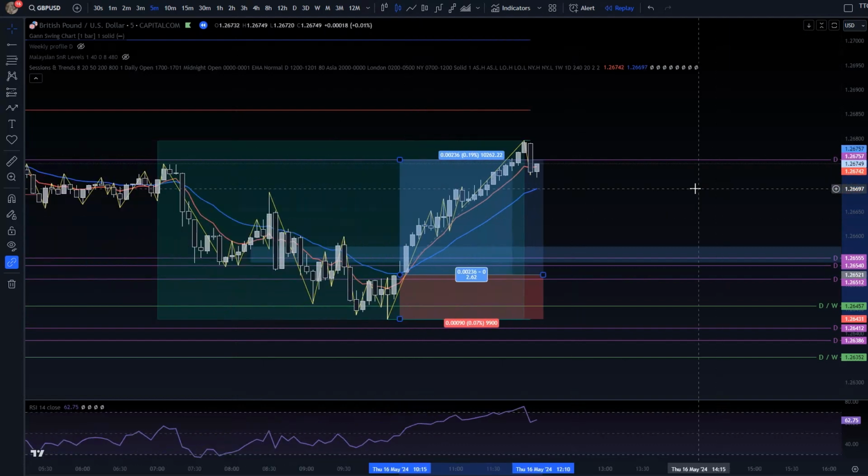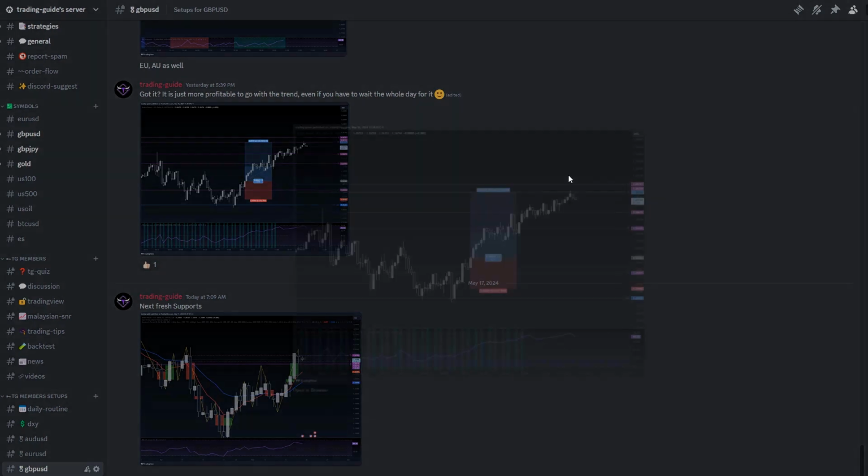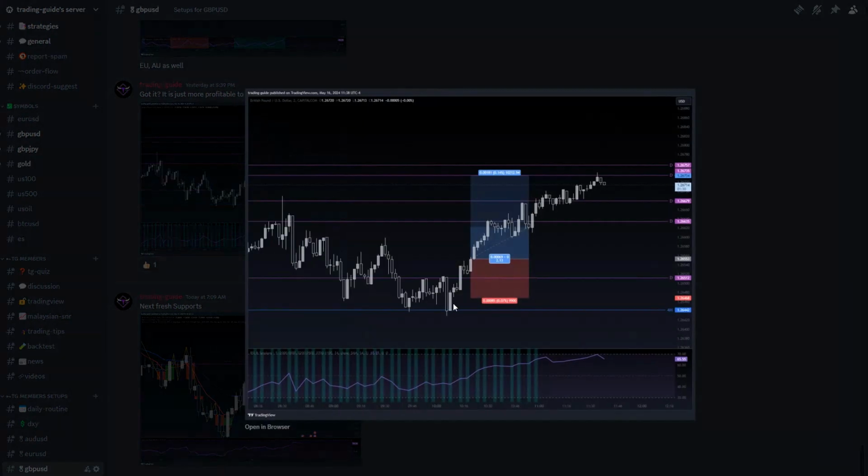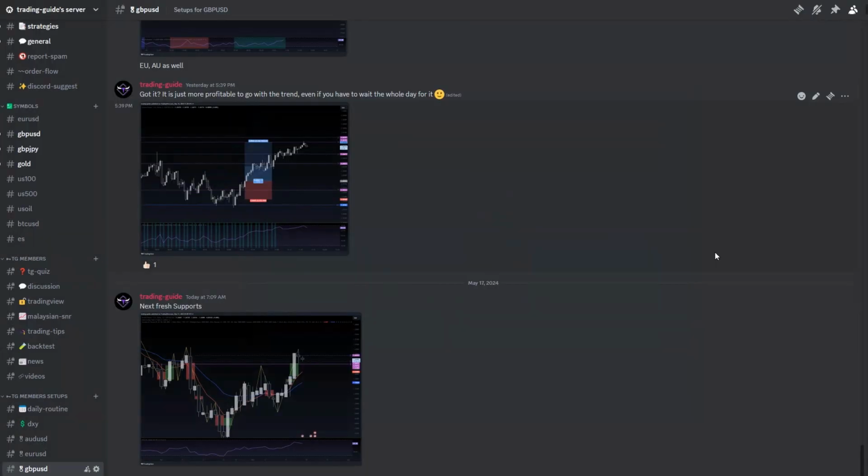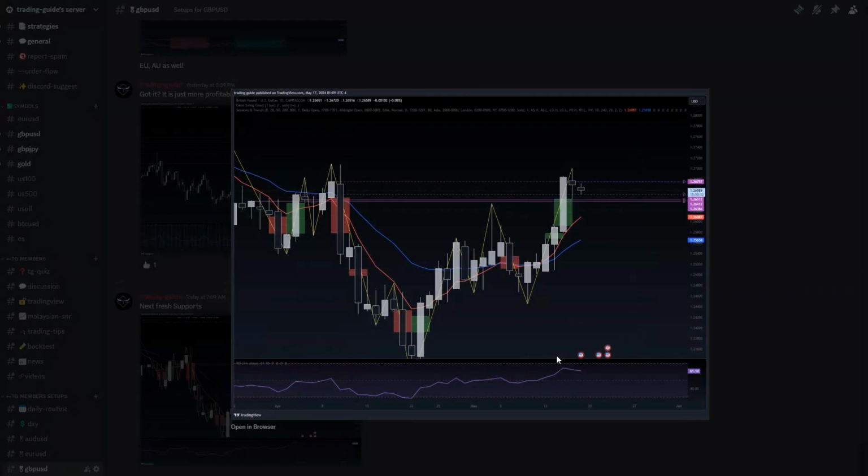I posted this setup in the TG Member Premium Discord. I found a good entry on the 2 minutes chart. Every single day I post Malaysian SNR setups there, the levels, directions, and entries.